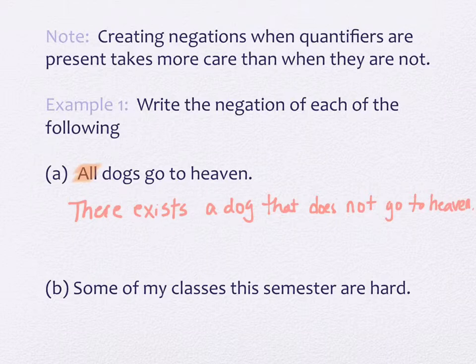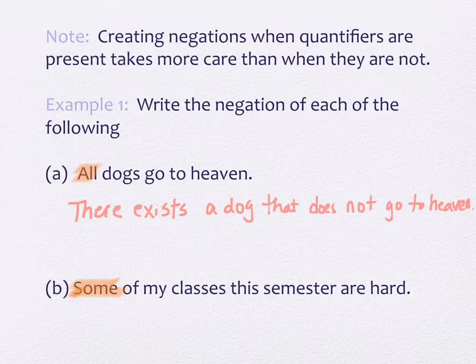All right, part B says some of my classes this semester are hard. Do we have a quantifier here? We do. What is the quantifier? Some. And most of the time our quantifiers are at the beginning of a sentence. They don't have to be, but usually they are. Is this universal or existential? Existential, okay?